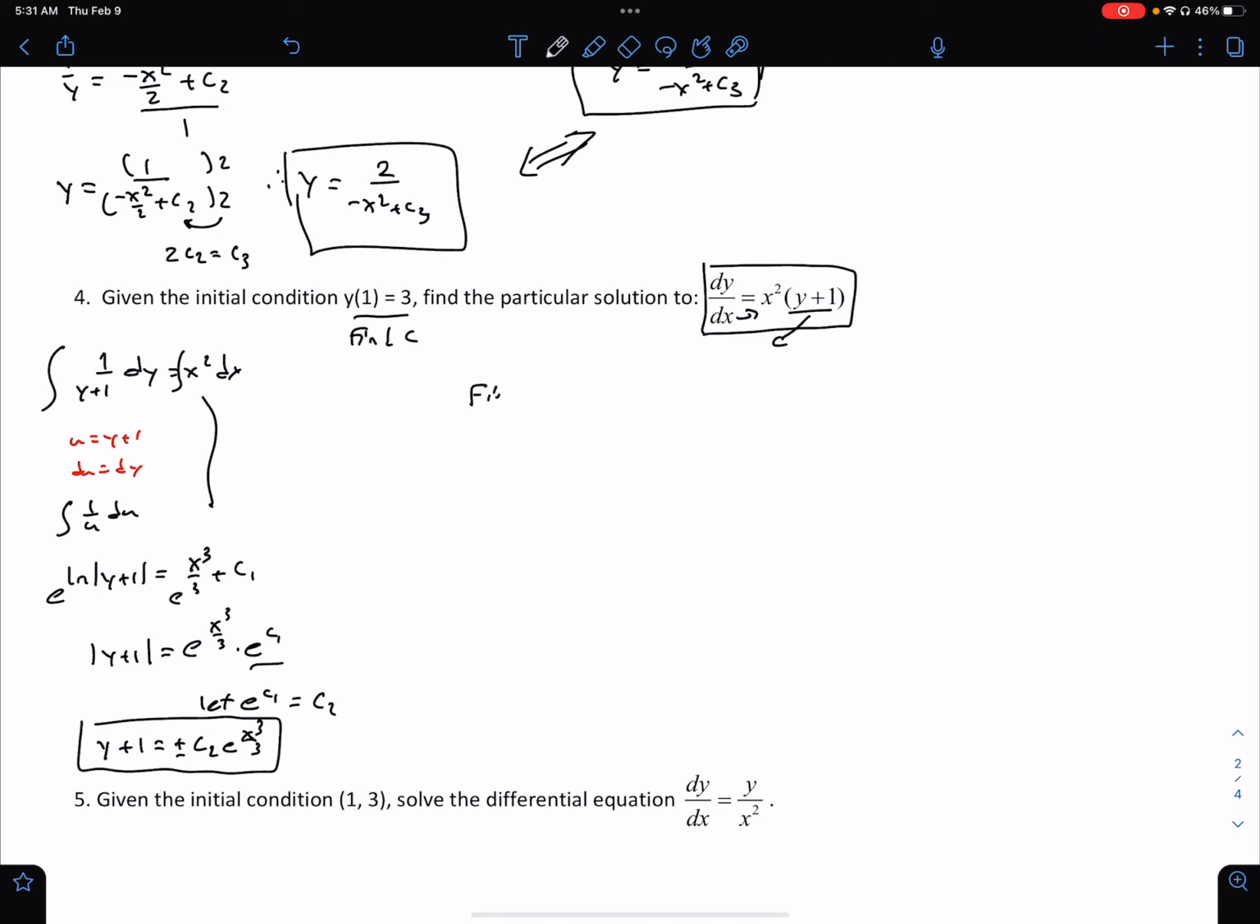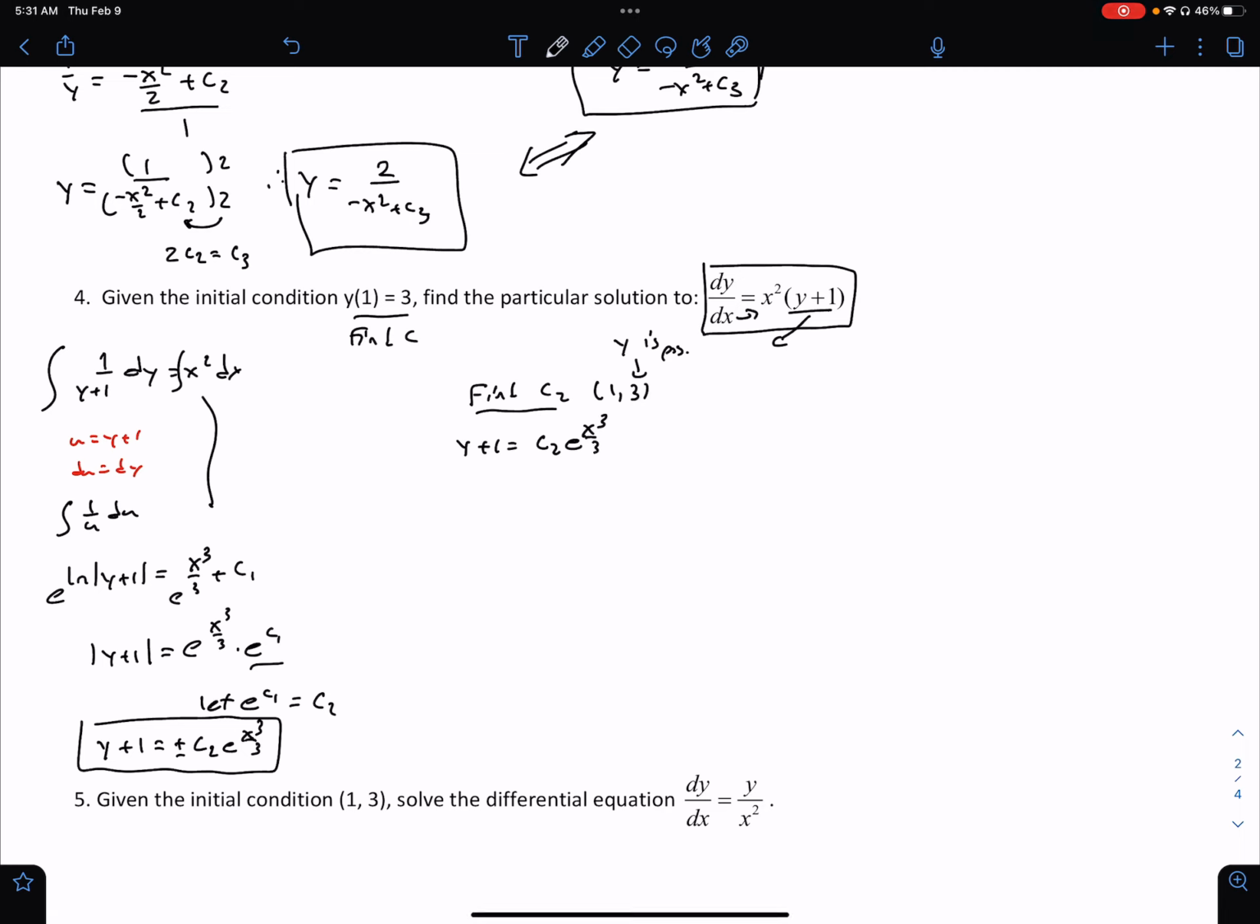So now, again, we want to find c2. We're going to use the initial condition, 1, 3. That's what they gave us. But notice here, y is positive, so that's the one we want to use, the positive y value. So we can go y plus 1 equals the positive c2 e to the x cubed over 3. And then just plug in your point. Y is 3, so I get, oops, over 3 there. There we go.